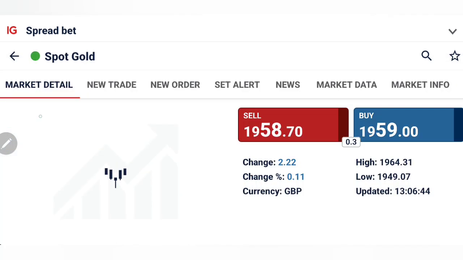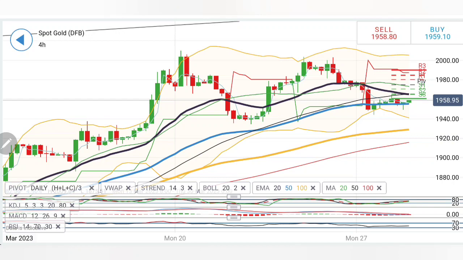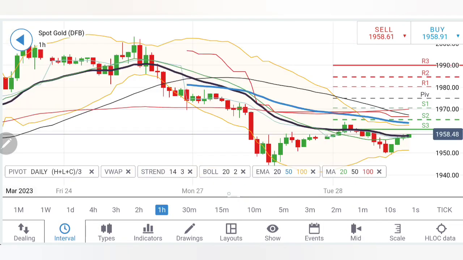Let's start. First we look into gold, followed with crude oil. Watch till the end, listen to it carefully, note down the levels, trade as per the levels here.